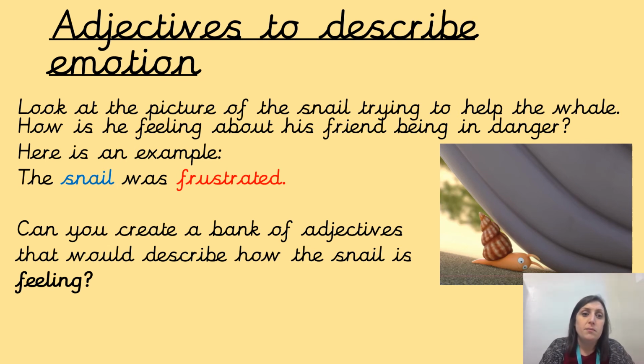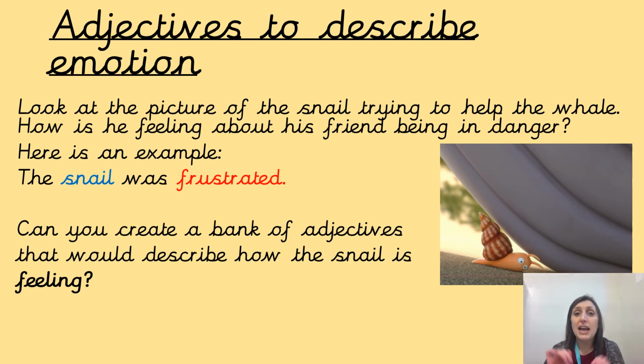Here's an example. The snail was frustrated. Frustrated means that you're a bit cross, you're a bit annoyed, you can't do something that you want to be able to do. The snail is so tiny and he's trying so hard to help his friend, but he needs other people to help him as well, doesn't he? You could extend that by saying the snail was frustrated because even though he tried, he couldn't help his friend. The snail was frustrated that he couldn't move the whale.